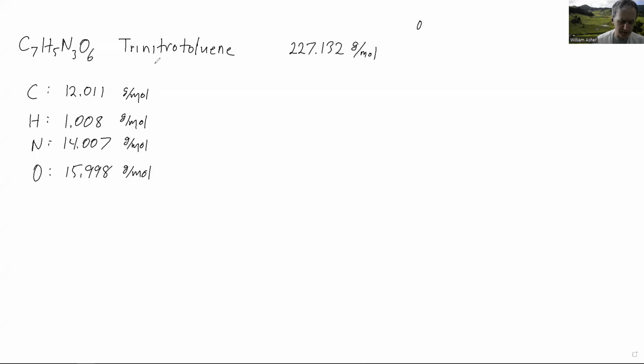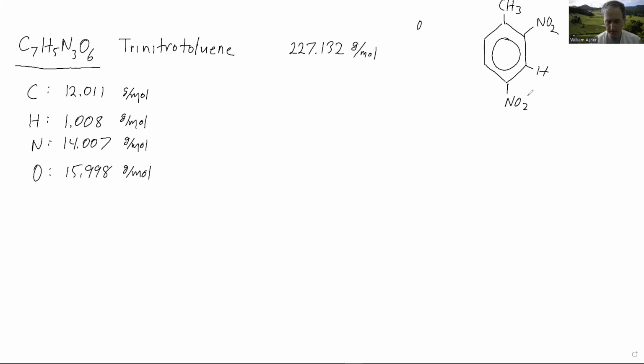What I'm going to work through is trinitrotoluene, which has the empirical formula C7H5N3O6. If anybody cares, this is what trinitrotoluene looks like. It's a benzene ring, this aromatic structure, with a CH3, one nitro group here, a hydrogen here, a second nitro group here, hydrogen there, and then a third nitro group here. So there's toluene and then 3 nitro groups. That's trinitrotoluene.